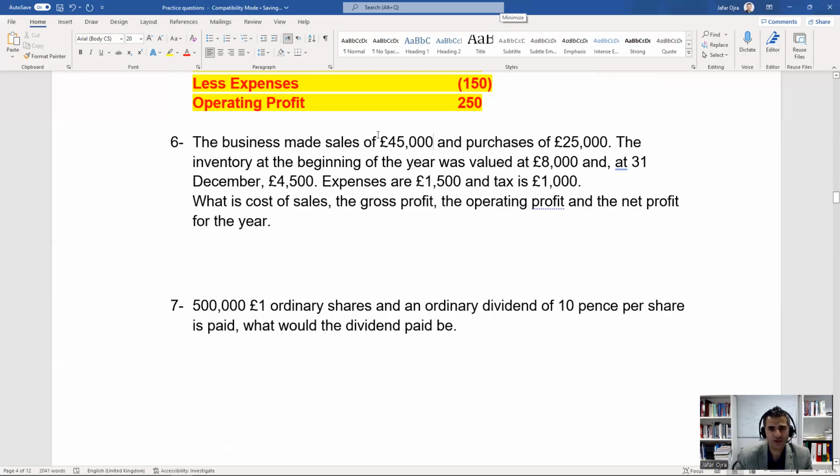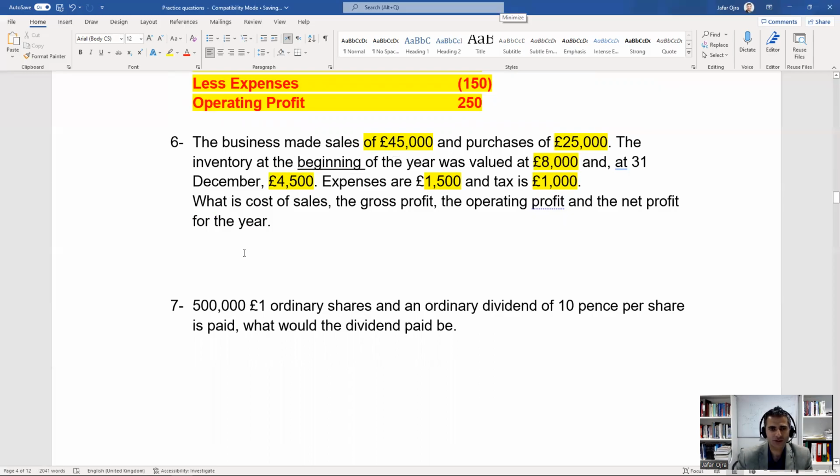So here we go. The business made sales of £45,000 and purchases of £25,000. The inventory at the beginning of the year, that's the opening inventory, so be careful, guys. And at 31st of December, £4,500. This is the closing inventory, because it's the end of the year. Expenses equal £1,500, and the tax equals £1,000.